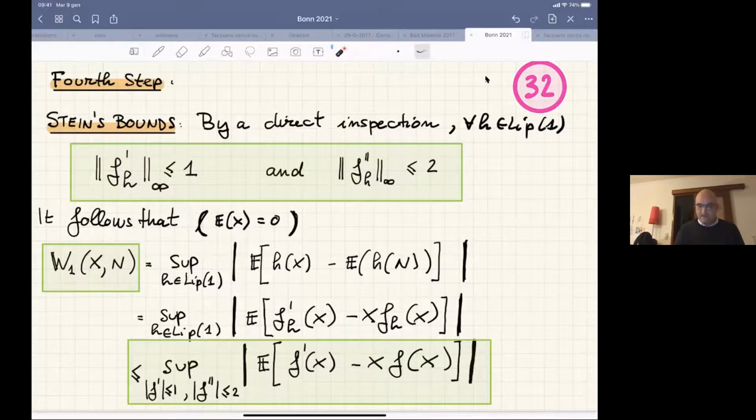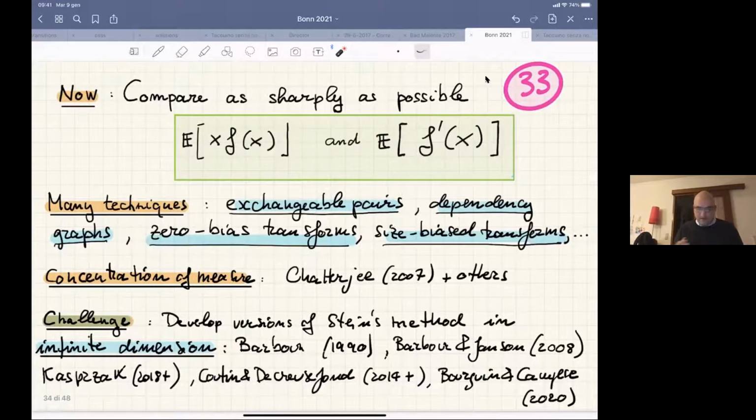Okay. So, as I was anticipating, there are many techniques that have been applied according to the situation in order to go from this expectation to this expectation. Many of them are techniques that involve pairings, that is the construction, on a possibly enlarged probability space, of another random variable, let's say x prime or x star, that is distributed as x and such that the vector (x, x star) is exchangeable.